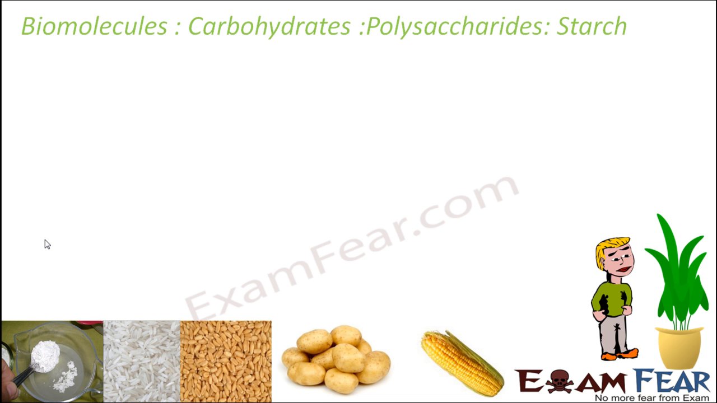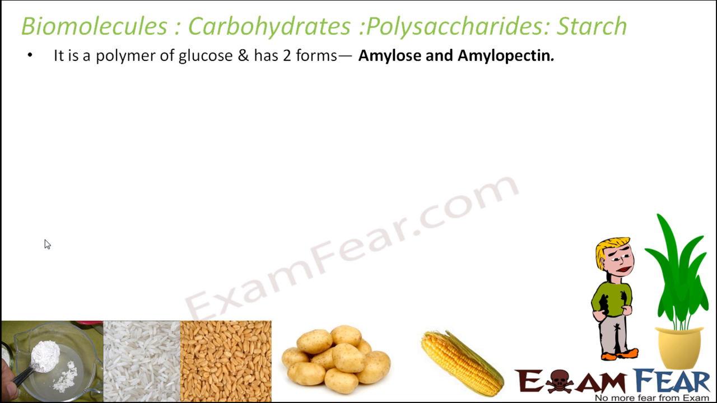So let us talk about starch. Starch is a polymer of glucose. Several glucose units together form starch. Now there are two forms of starch which are generally seen, amylose and amylopectin. Let us see what is amylose and what is amylopectin. Before that, where do we find starch? Starch is found in cereals, it is also found in vegetables. When I talk about cereals, one common place where you would have often seen starch is rice.